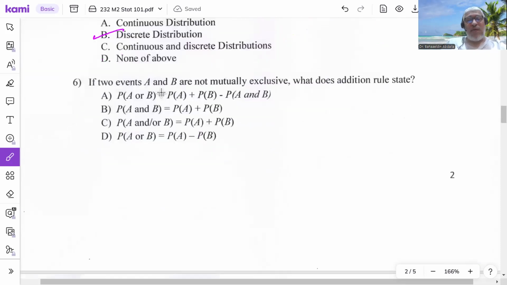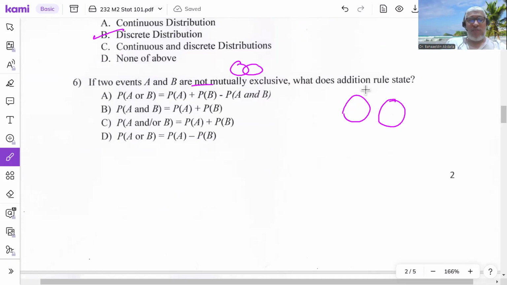If two events A and B are not mutually exclusive. Mutually exclusive means like this. So not mutually exclusive means there is an intersection. Okay? There is an intersection. This is mutually exclusive, no intersection. Not mutually exclusive, so there is an intersection.